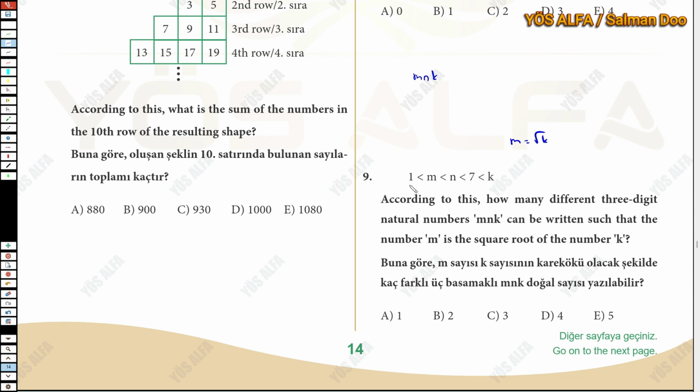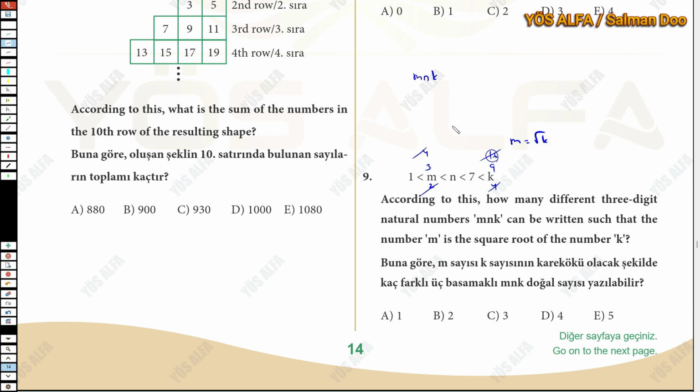M is larger than 1. So let's say m is 2. If m is 2, then k is 4. Since 4 is not larger than 7, this is impossible. So the next one is, let's say m is 3, then k has to be 9. How about m is equal to 4? If m is 4, then k is 16. Then 16 is no longer a digit anymore. Each of them, m and k, is a digit. So this is also impossible. So we have only one possible value for m and k.